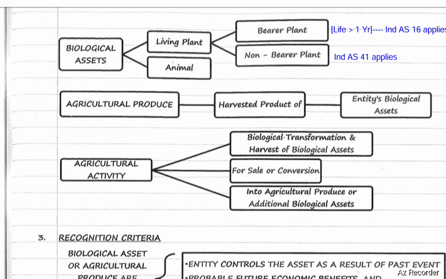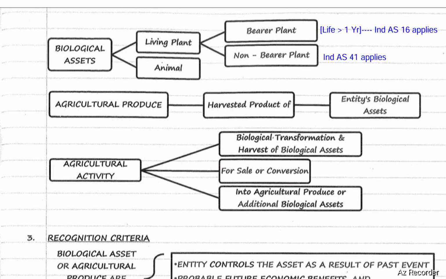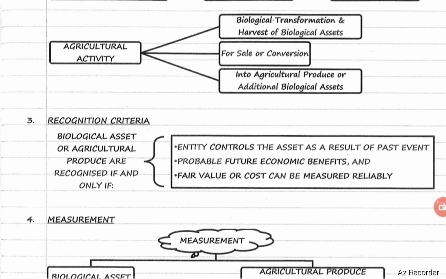Agriculture produce means the harvested product of an entity's biological asset. Agriculture activity. Agricultural activity includes biological transformation and harvest of biological assets for sale or conversion into agriculture produce or additional biological assets.